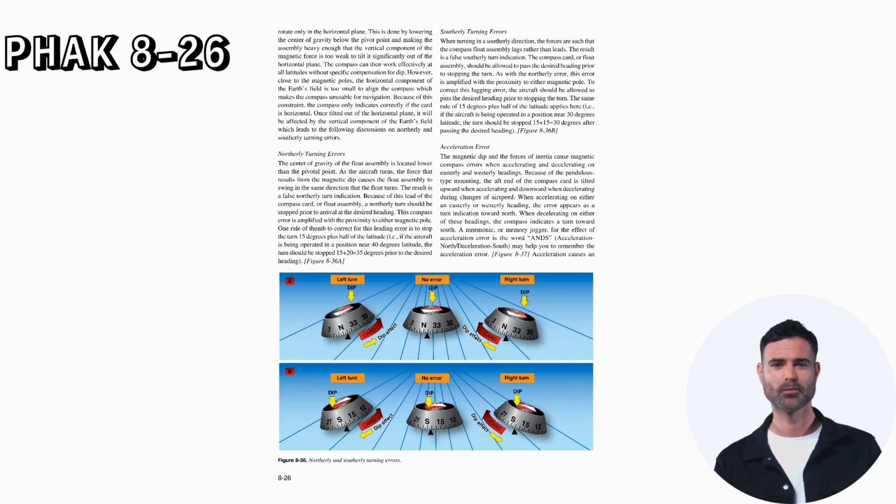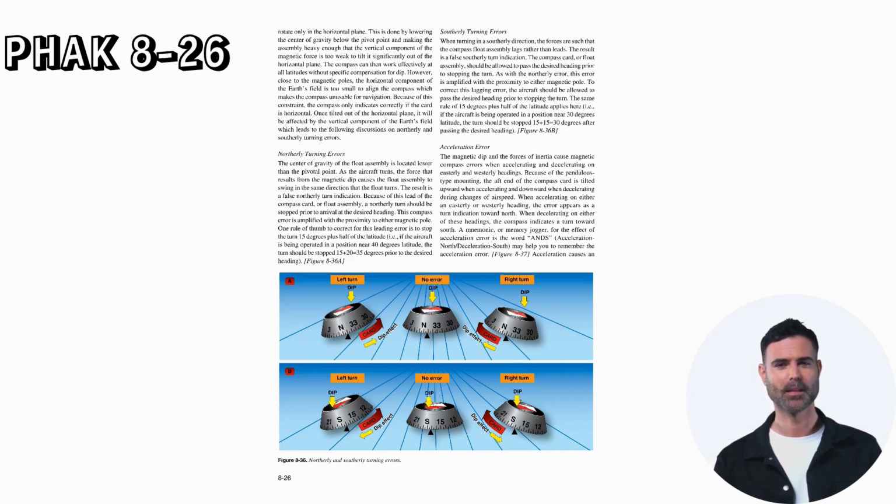The same rule of 15 degrees plus half of the latitude applies here, i.e., if the aircraft is being operated in a position near 30 degrees latitude, the turn should be stopped 15 plus 15 equals 30 degrees after passing the desired heading. Acceleration error.